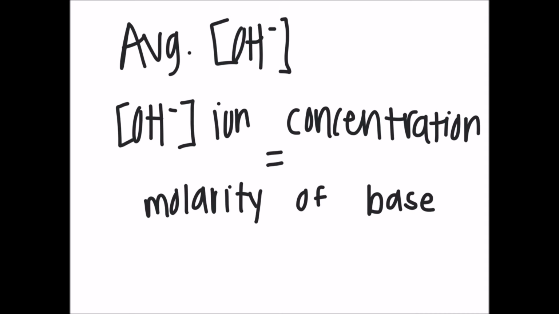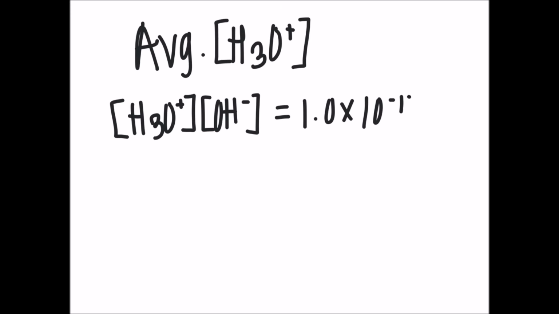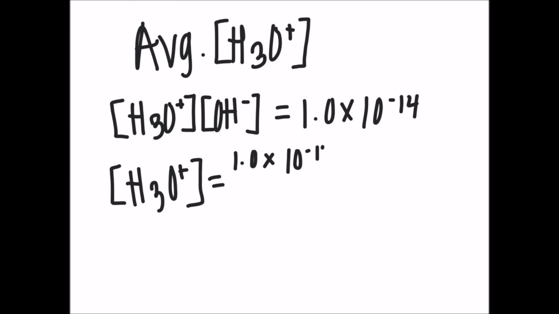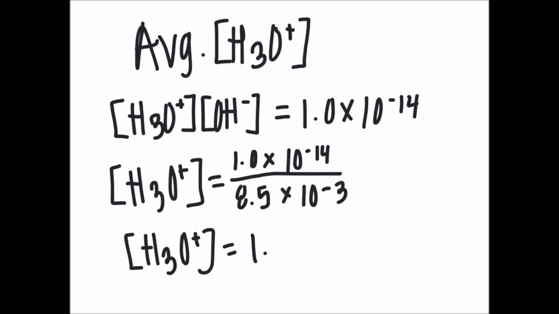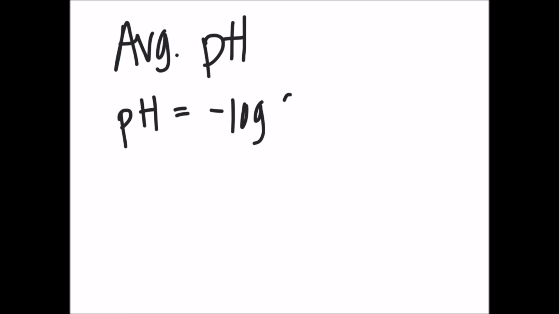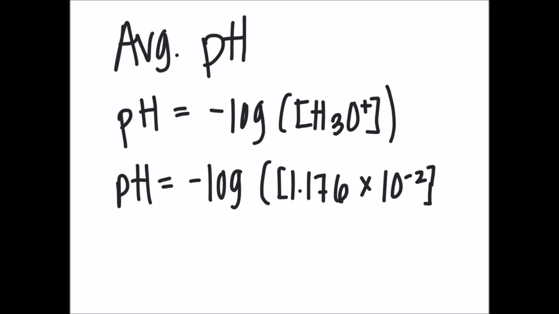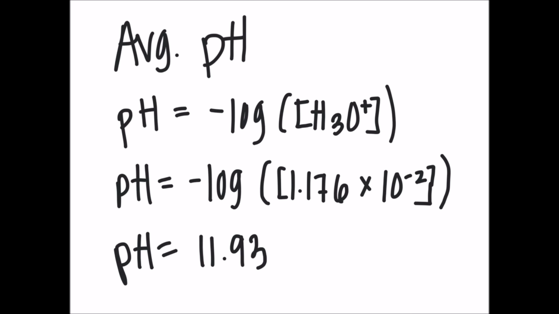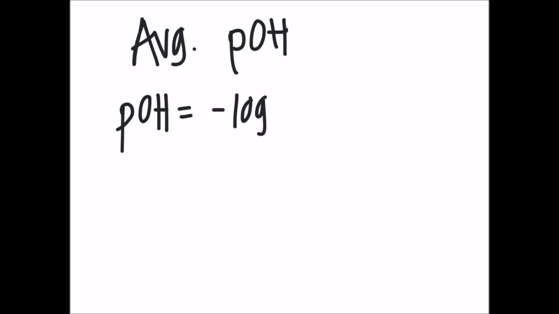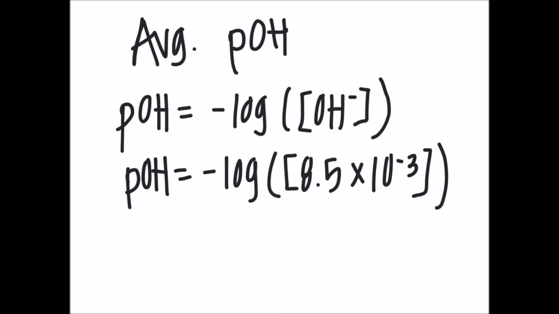The average hydroxide ion concentration is just the molarity of a base. For the average hydronium concentration, you use the ratio again and divide the ratio by the hydroxide concentration. For the average pH, you take the negative log of the hydronium ion. For the average pOH, you take the negative log of the hydroxide concentration.